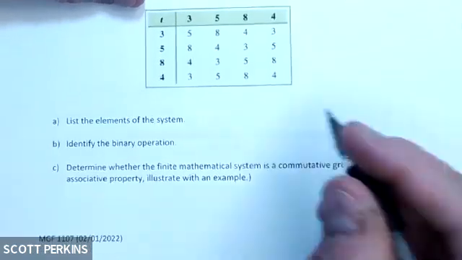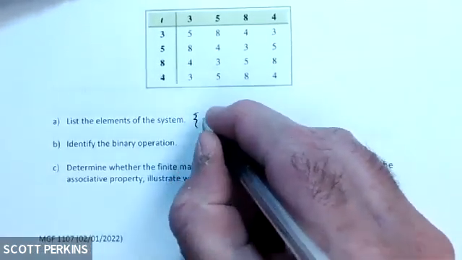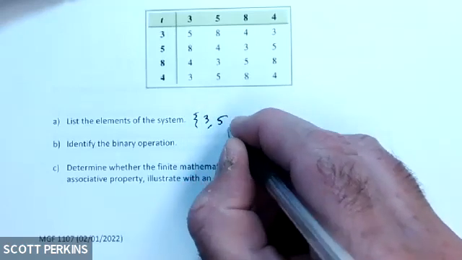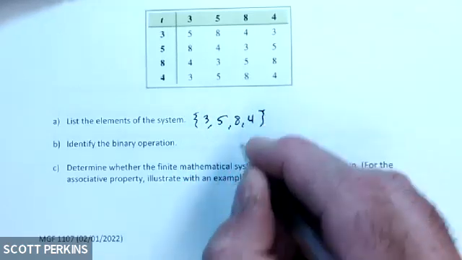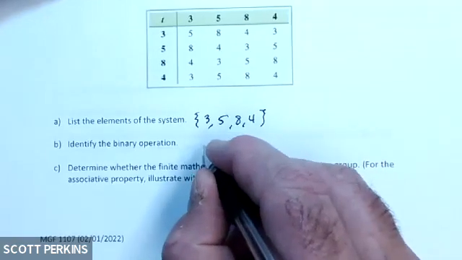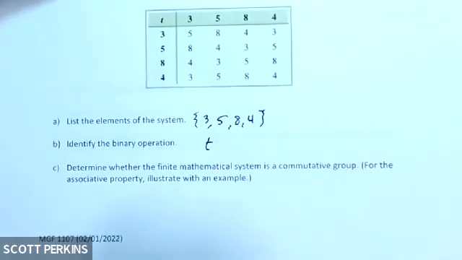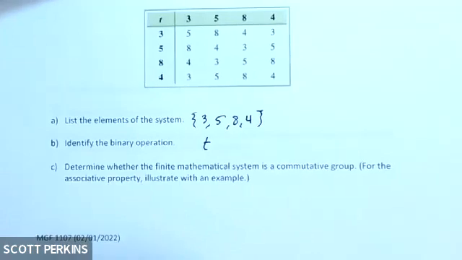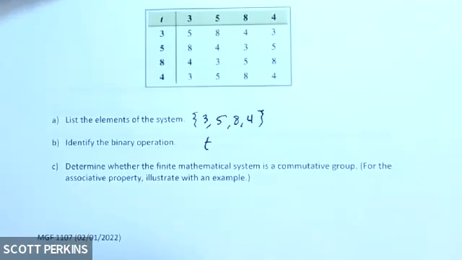So here we go. Listing the elements. I've got 3, 5, 8, 4. Those 4 things are the elements. The binary operation, the symbol for it is the letter T. So now we're going to determine if this finite system is a commutative group.